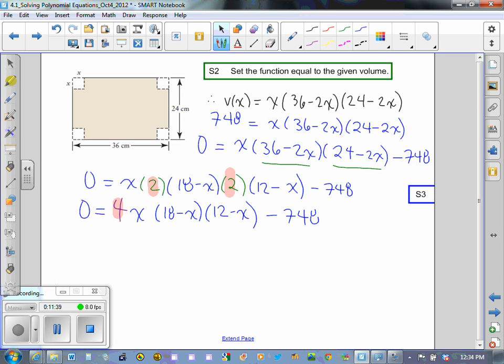And just to reiterate, the 0 that's there, we're trying to find an x value that makes the function equal to 0, which graphically are the zeros. So we're trying to find zeros.